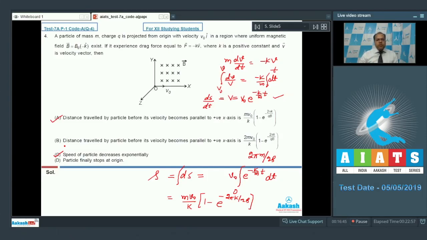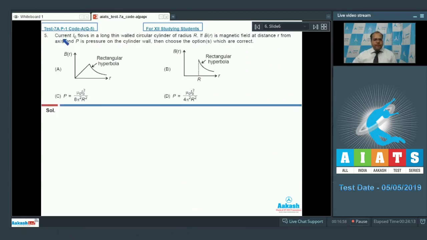Let's move to question number 5. In question number 5, current I0 flows in a long thin walled circular cylinder of radius r. If Br is the magnetic field at distance r from the axis and P is the pressure on the cylindrical wall, then choose the options which are correct. So let's analyze the situation. Suppose this is a thin walled circular cylinder of radius r and the current is flowing in this sense, which is given as I0.